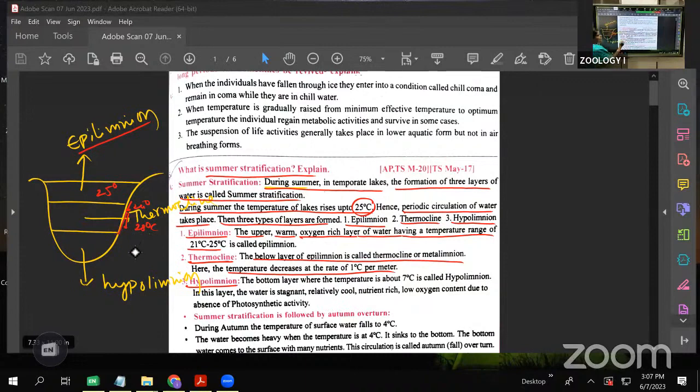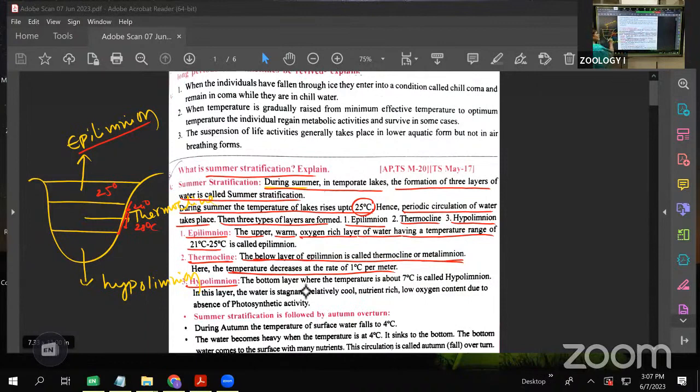Here, this is called the thermocline. See, the layer below the epilimnion is called the thermocline or also metalimnion. Here the temperature decreases at the rate of 1 degree centigrade per 1 meter. Per 1 meter, 1 degree centigrade is decreased.